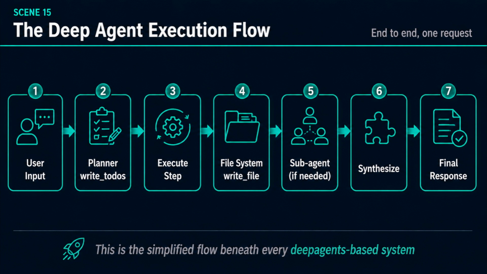If a subagent was used, its distilled result flows back and gets read from the file system exactly as we saw in scene 10. This loop of execute then persist repeats across every planned task, updating each to-do status to completed as it finishes. Finally, once every task the plan called for is done, the agent synthesizes everything gathered along the way into one final response for the user. This is the same underlying loop from our original architecture course: perceive, think, act, observe, but now explicitly instrumented with planning, files, and delegation woven directly into every single step.